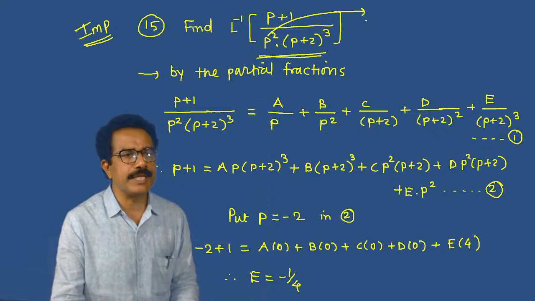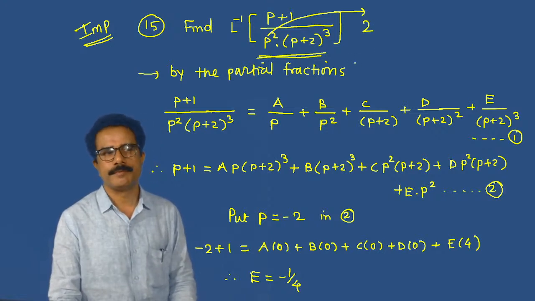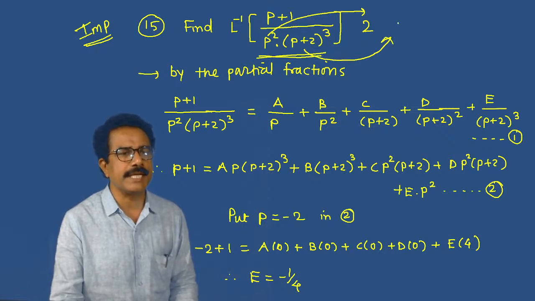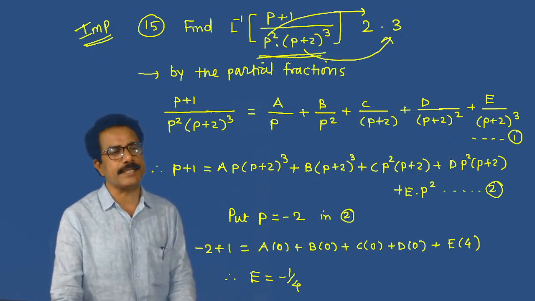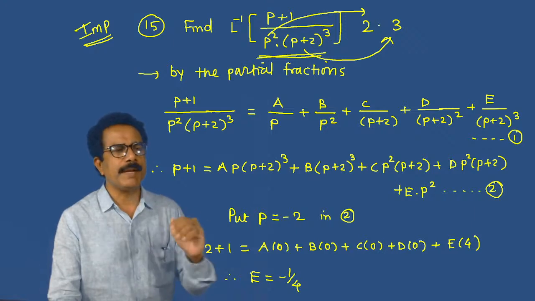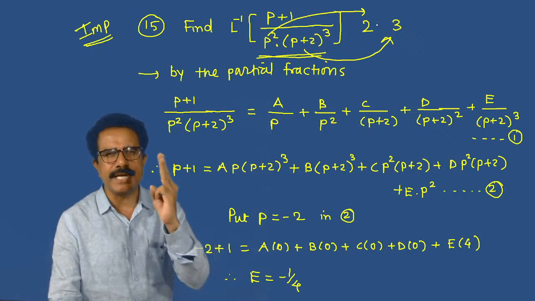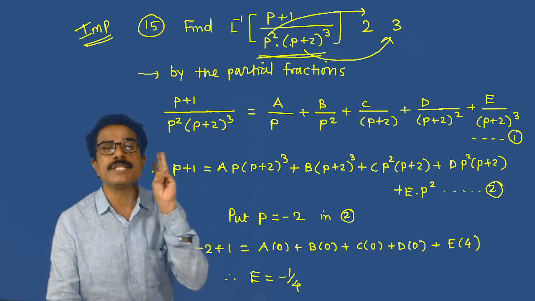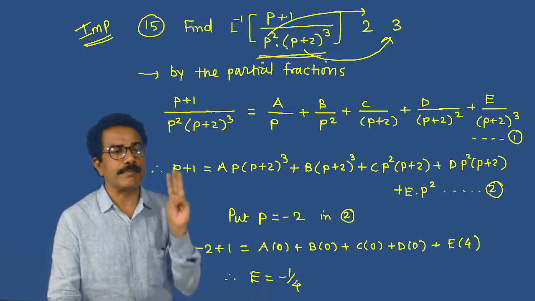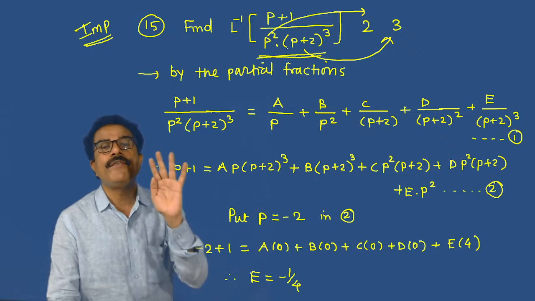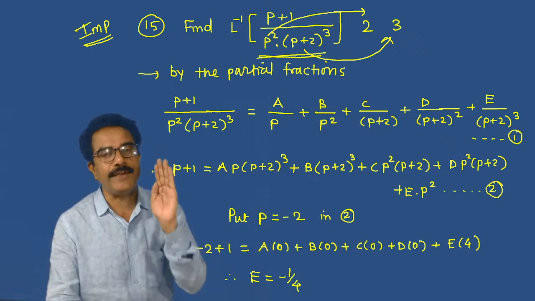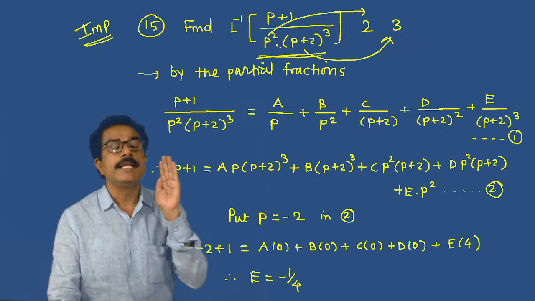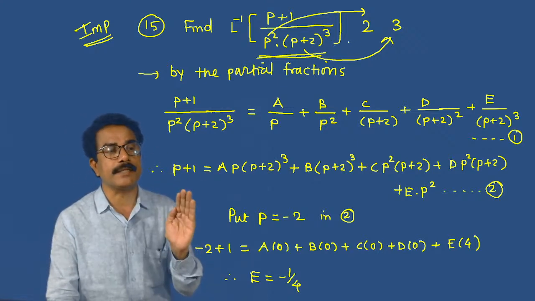P square means there are 2 factors. Again (P plus 2) bracket cube means there are again 3 factors. P plus 2 bracket cube means it has 3 times. P square means P into P, it has 2 times. Therefore, there are 5 linear factors. Okay, right, Silpa, very good. There are 5 linear factors.